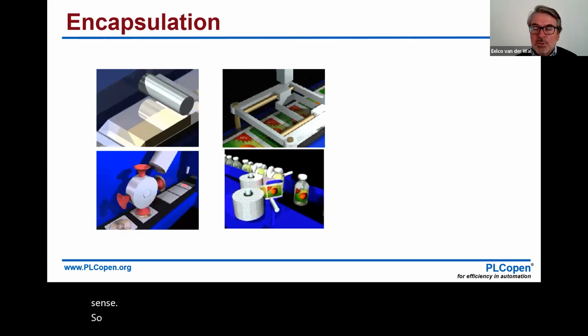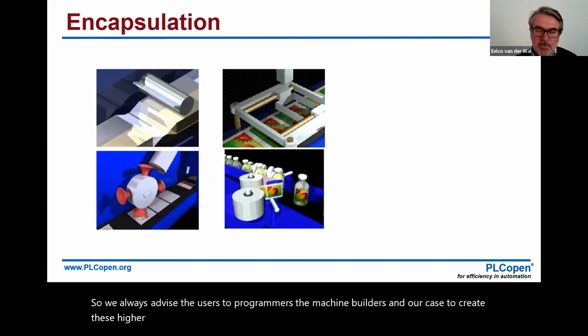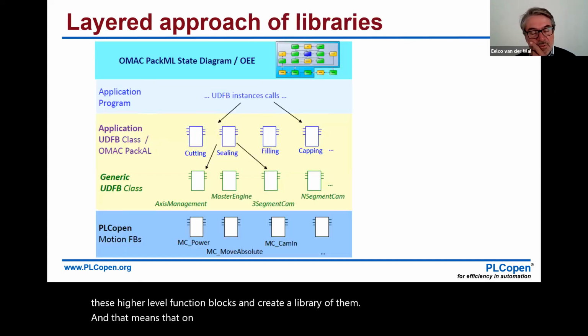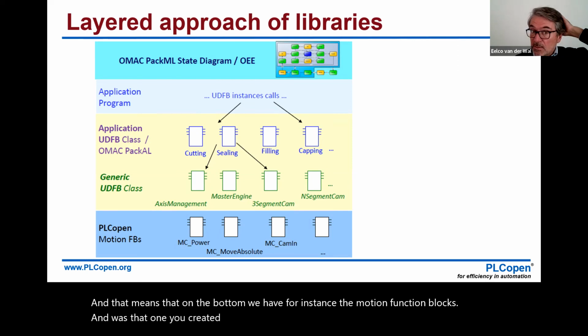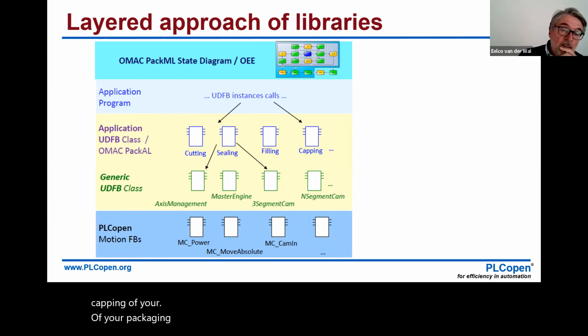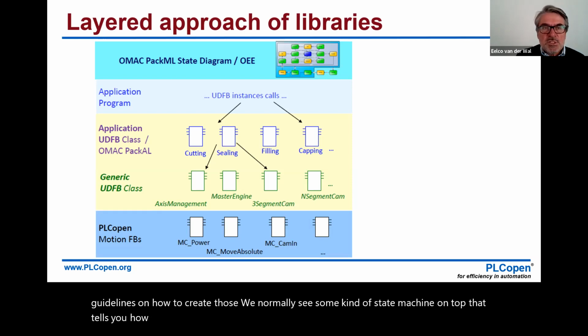So we always advise the users, the programmers, the machine builders in our case, to create these higher level function blocks and create a library of them. And that means that on the bottom, we have, for instance, the motion function blocks. And with that one, you create, in this case, a packaging line. You see the cutting, sealing, filling, and capping of your packaging lines. And so create your user-derived function blocks there. And we have tools, we have guidelines on how to create those. We normally see some kind of state machine on top that tells you how to stop and start the machine and where it is.